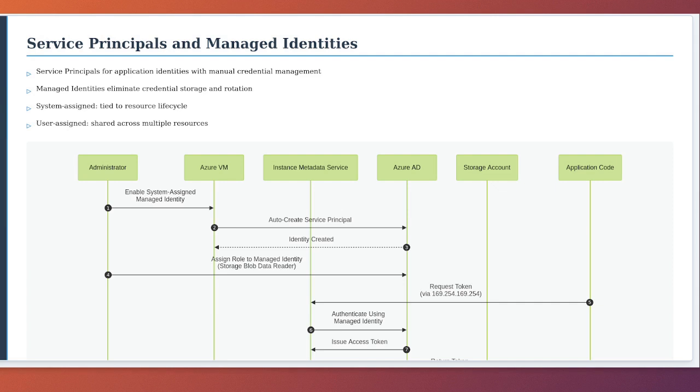Managed identities solve these problems through automation. When you enable a managed identity for an Azure resource like a virtual machine, app service, or Azure function, Azure automatically creates a service principal in your Azure AD and manages its credentials. Your application code requests a token from the Azure Instance Metadata Service, which handles authentication behind the scenes. The credentials are automatically rotated, never exposed to you, and cannot be accidentally leaked because you never see them.